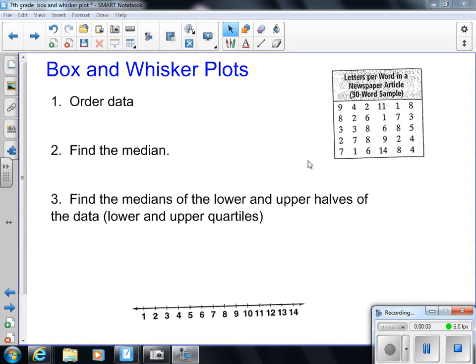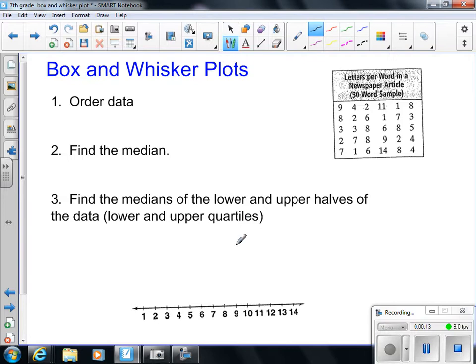Today we're going to learn how to make a box and whisker plot. A box and whisker plot is just another way of organizing your data, but it does give you some important information that you might be able to use. It does have a purpose as to why you might choose it to organize your data, and we'll talk about that in just a minute.